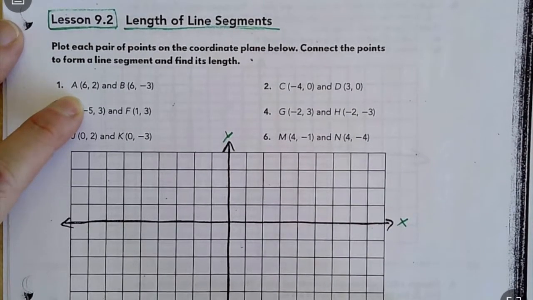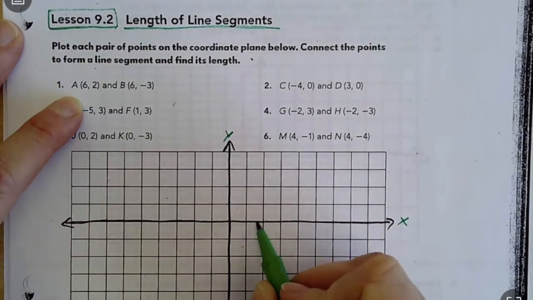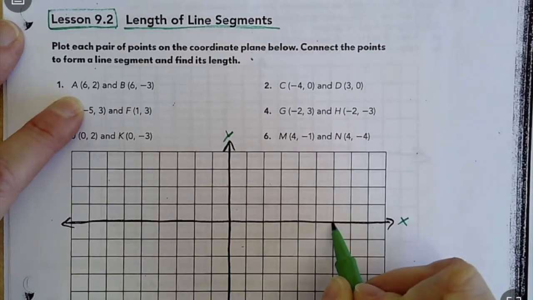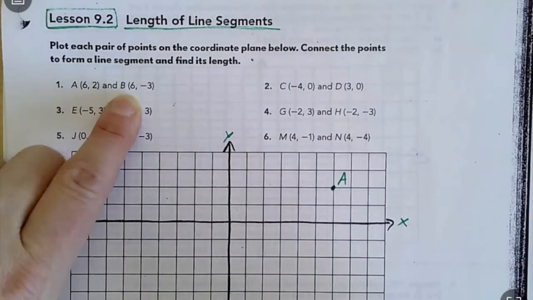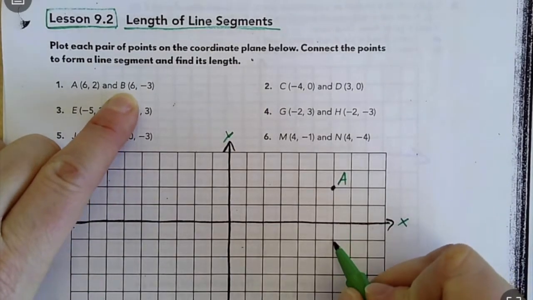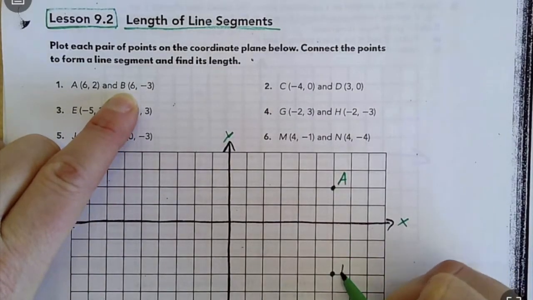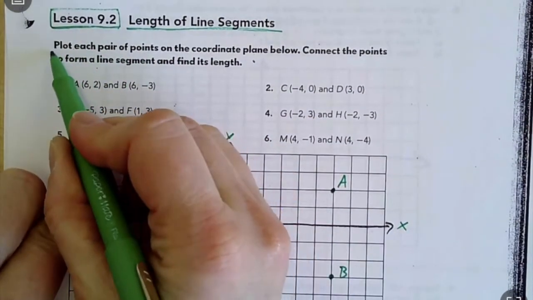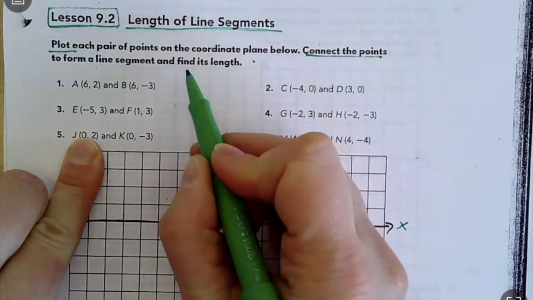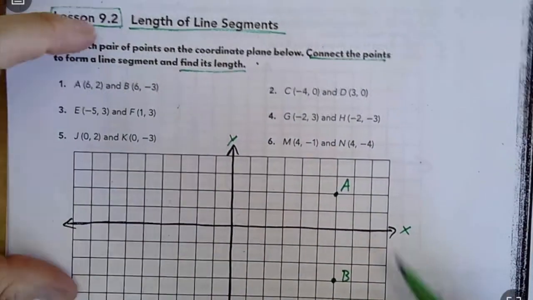A is 6, 2, so I got to go over 6, 1, 2, 3, 4, 5, 6, up 2, and that is point A. And then I need to do point B, which is over 6, but then down 3, 1, 2, 3, point B. So then you're going to connect the points. We've plotted them, and we got to connect the points, then we got to find its length, the line segment.